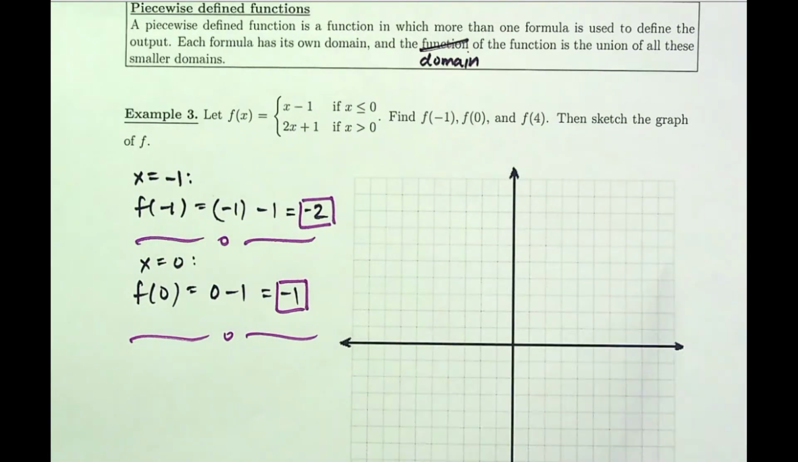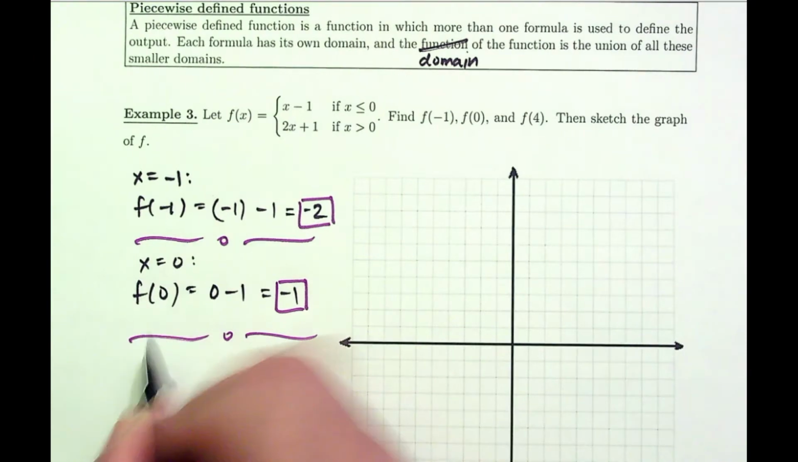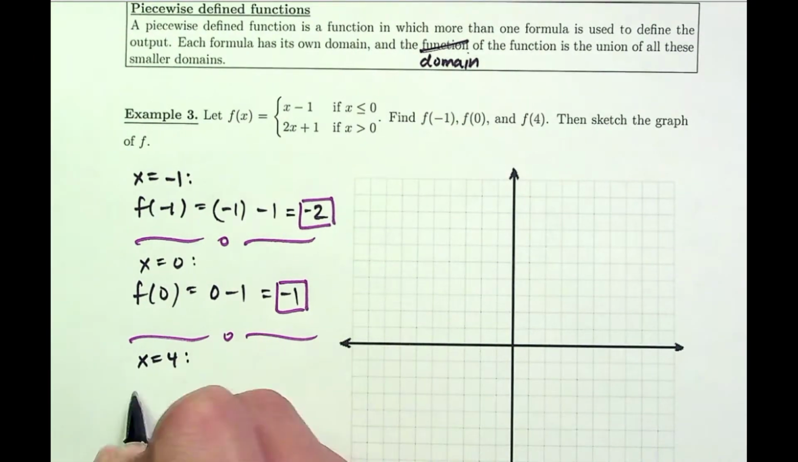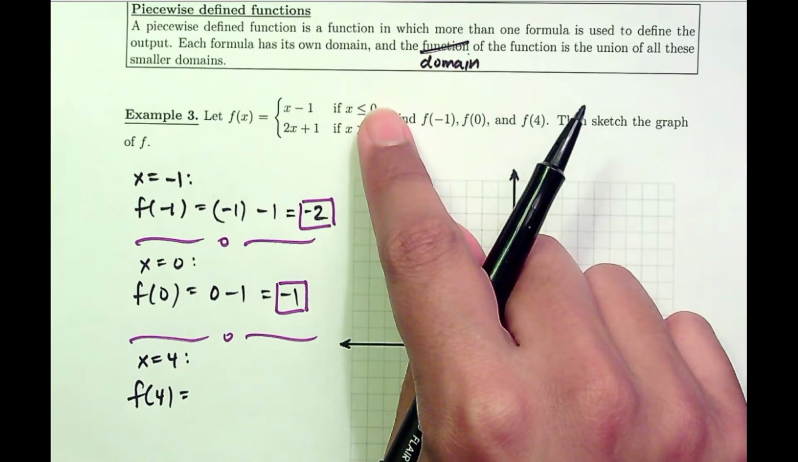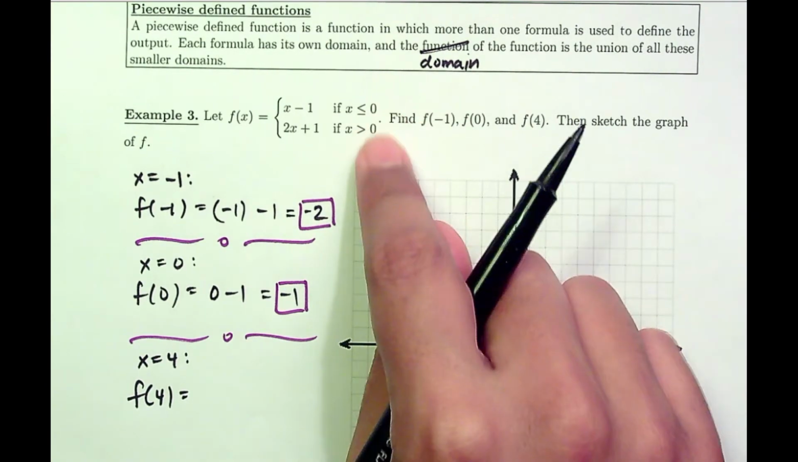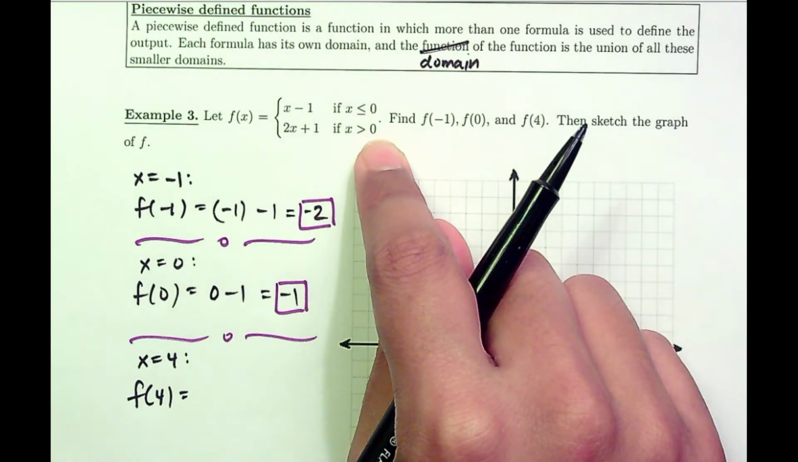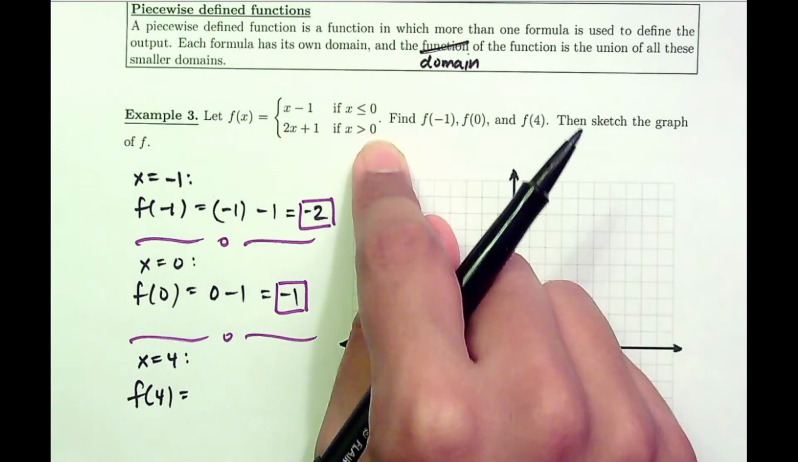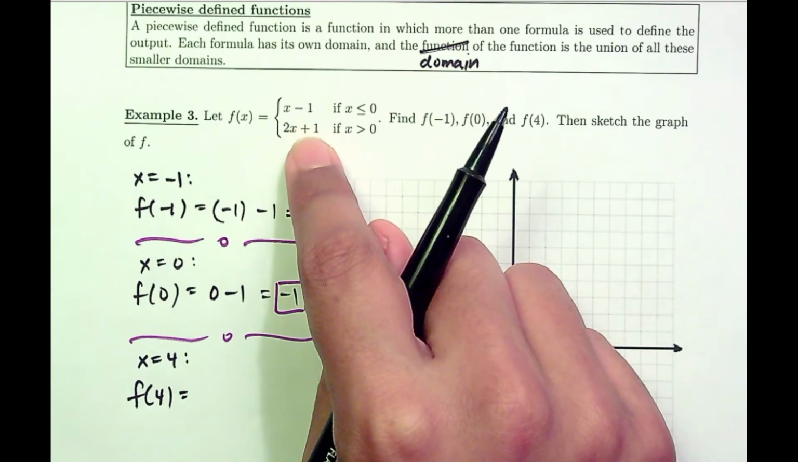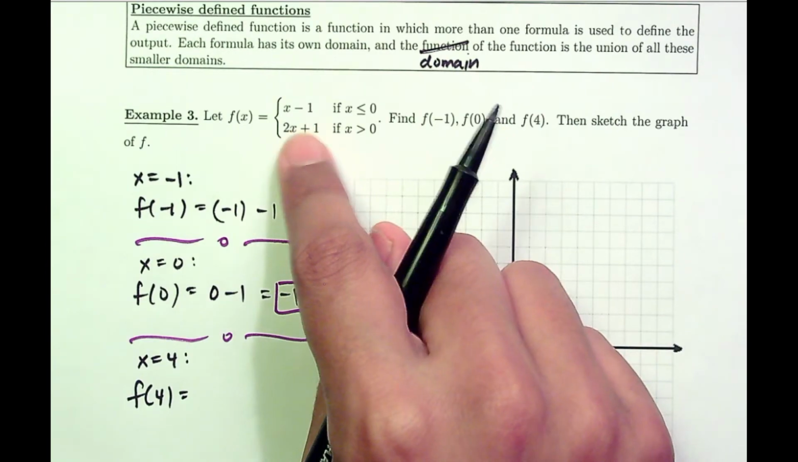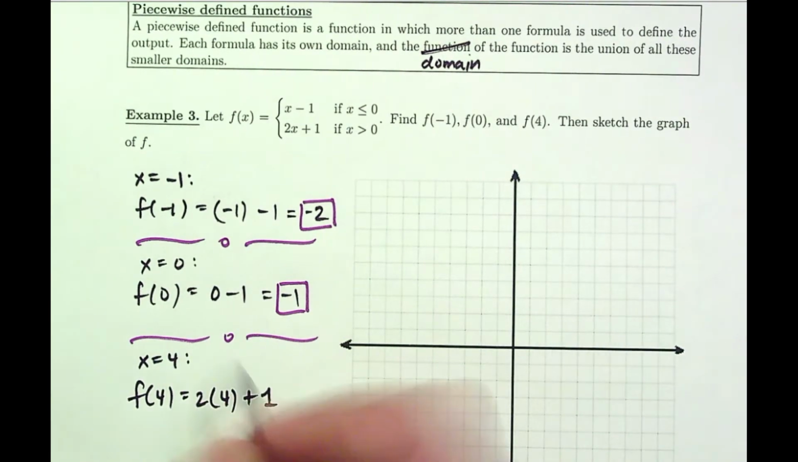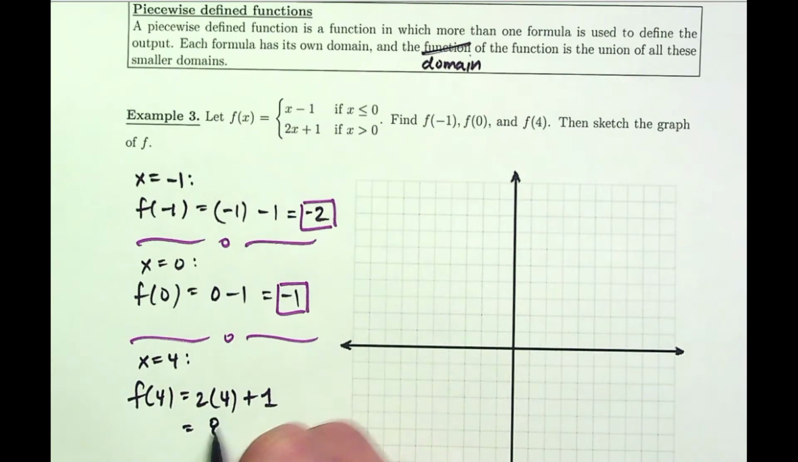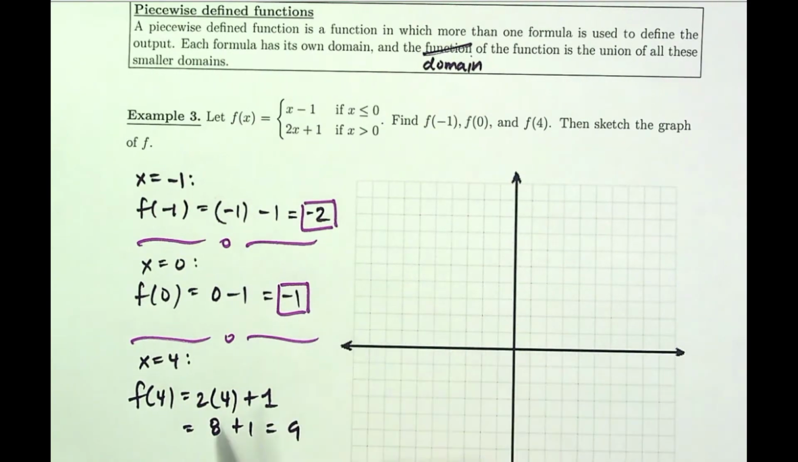Okay, and then lastly, let's plug in x equals 4. We're going to figure out what f of 4 is. Well, is 4 less than or equal to 0? No, right? So then, check the next condition. Is 4 bigger than 0? Yes, so that means this is the formula where we have to plug in the 4. So I'm going to plug in the 4 here. So this is going to be 2 times 4 plus 1. And this is 8 plus 1, which is 9. So that means f of 4 equals 9.